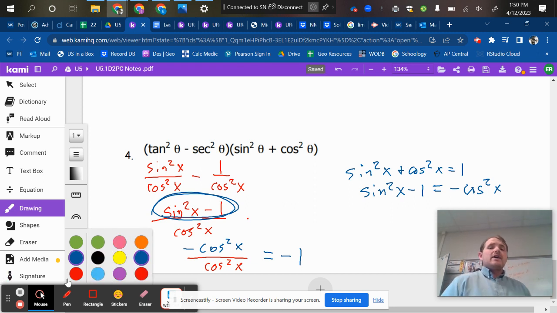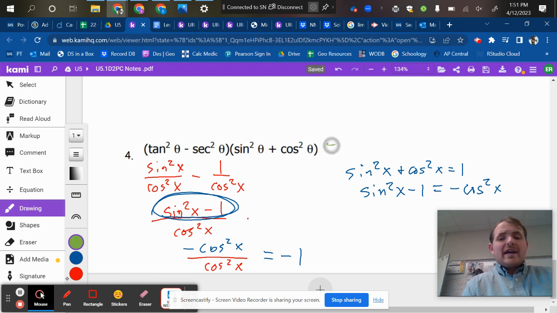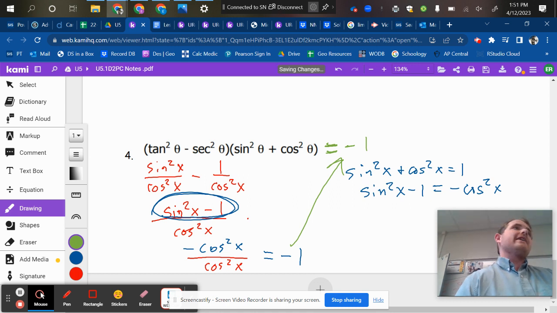Starting today, you're going to be given something where it's just equal at the very beginning. And your job is to do math a bunch of different ways until you get it equal to it again. Okay, that's called verifying a trig identity. That's what we're going to start today.